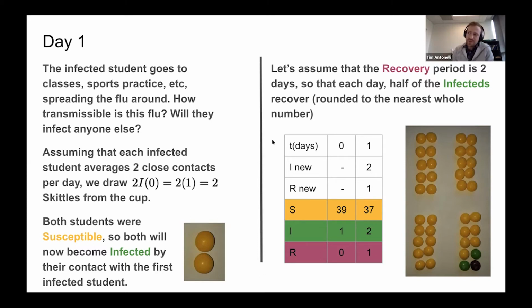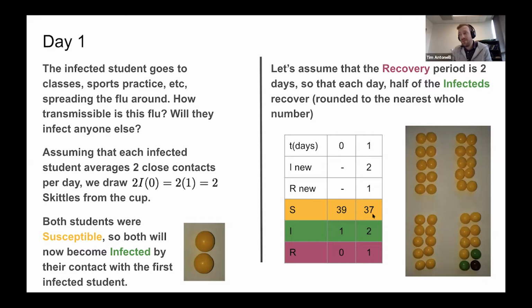So after the transmission event, you also need to account for recovery. So we have some sort of rate of recovery. And again, to keep it simple, we're going to assume that the recovery period is on average about 2 days. What that means is you should expect about half of the infected students to also recover each day. So we're going to take half of the current number of I and then round whatever we get, and that will be our R new.